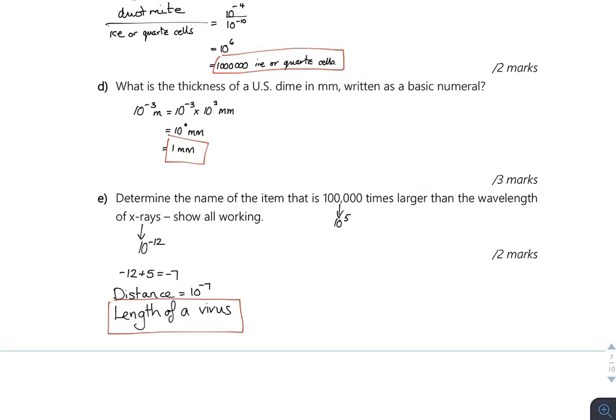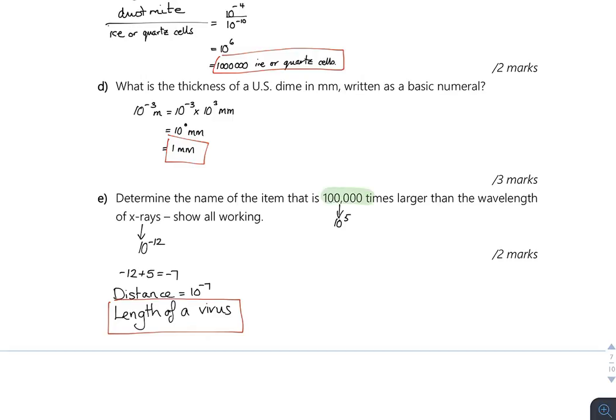All right, E, determine the name of the item that is 100,000 times larger than the wavelength of X-rays, and then show a working. So 100,000, converting that is 10 to the power of 5.